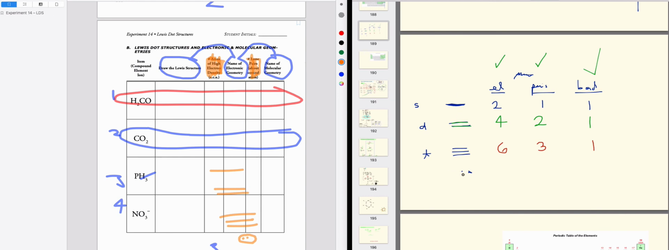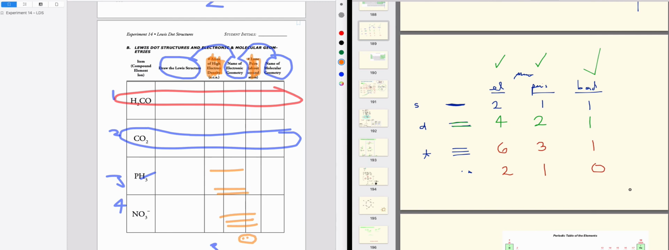Okay. A lone pair. How many electrons? Well, 2, of course. How many pairs? Well, it's a lone pair. It's 1. How many bonds is this? It's no bonds. It's not a bond. It's a lone pair. That's what it means, alone.